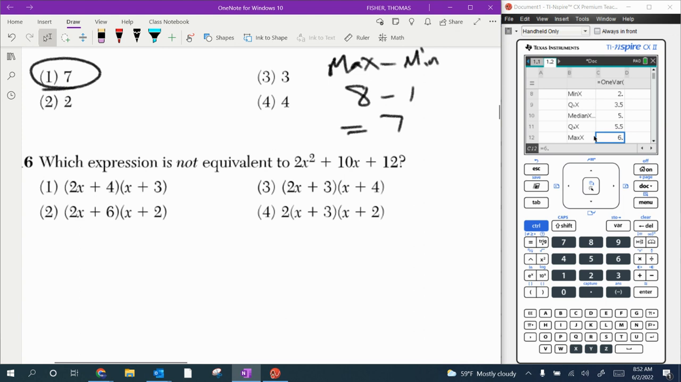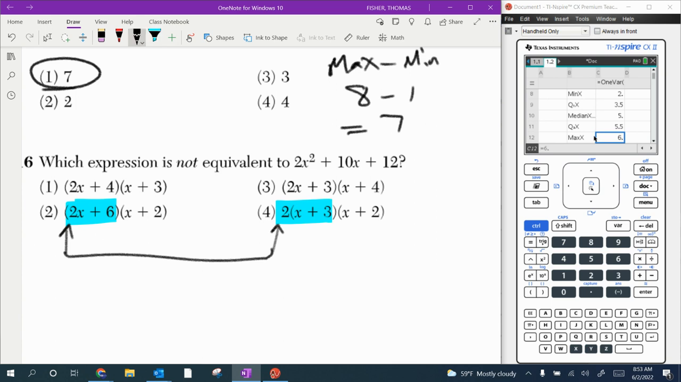Okay, not equivalent. We're looking at this one here. So we're looking at factoring this because these are all in factored form. I also see that this 2 is out front, which shows me that's probably factored completely. So right off the bat, I can tell that these 2 are equivalent because 2x plus 6 is equal to 2 times x plus 3. So if we're asking which one's not equivalent, then it's probably going to be not one of those 2 because those are equivalent.